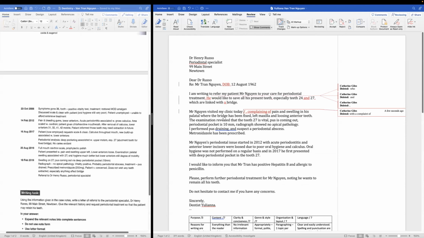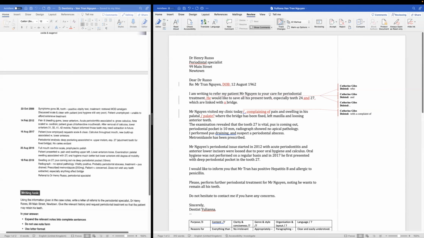Complaining of pain and swelling in his palatal, where is palatal an adjective and palate is the noun? I'm not 100% sure, because I'm not familiar with dental language, I'm doubting myself, but my language knowledge is telling me that it should be palate there. And palatal is an adjective to describe a noun to do with the palate. In his palate, where the bridge has been fixed. Complaining of pain and swelling in his palate.